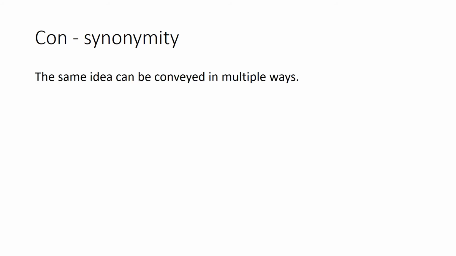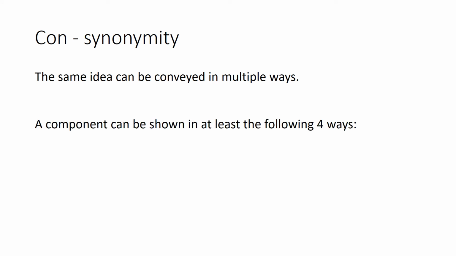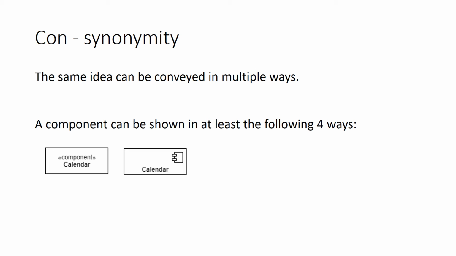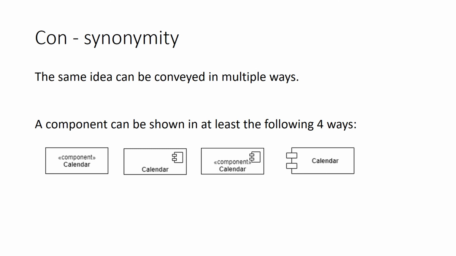I will talk about three somewhat related problems with component diagrams. Firstly, synonymity. The same idea can be conveyed in multiple ways. For example, a component can be shown in at least the four following ways. A rectangular container with the component keyword and the name of the component in bold, a rectangle with an icon in the container, a rectangle with both the keyword and the icon, or with the icon as the container.